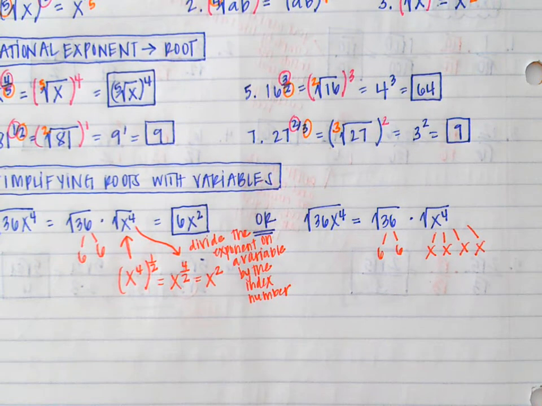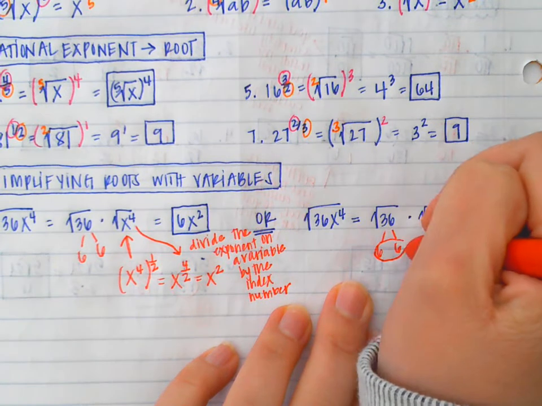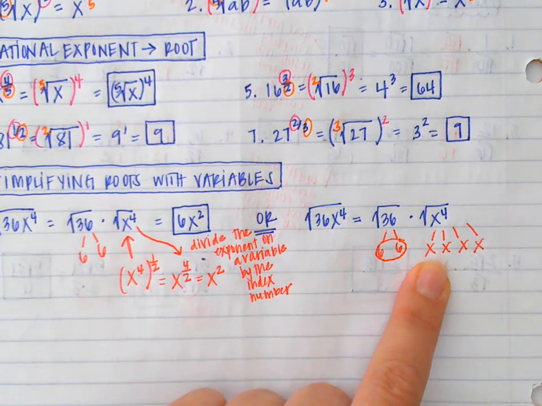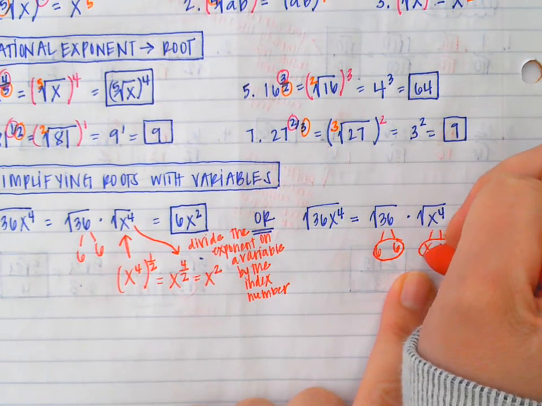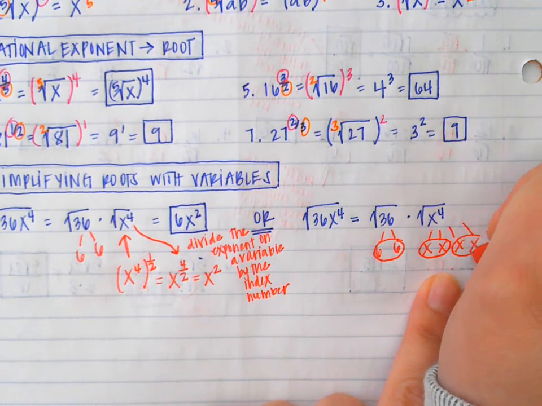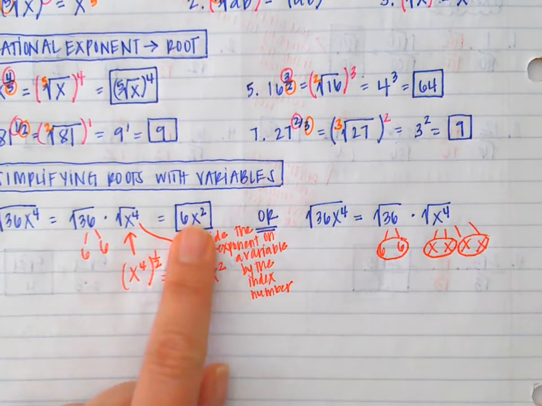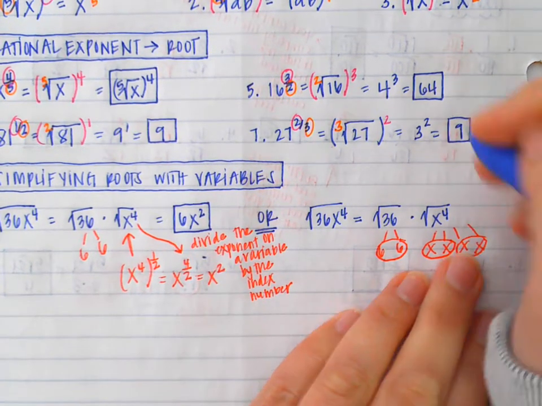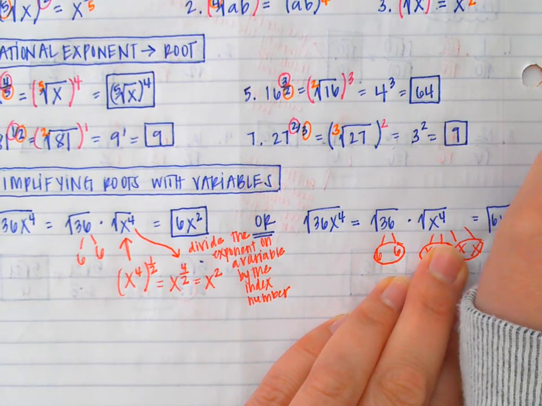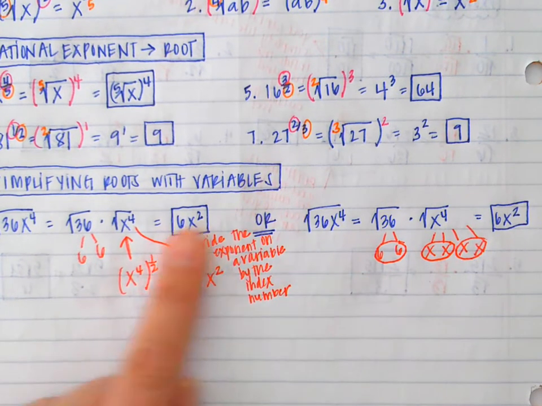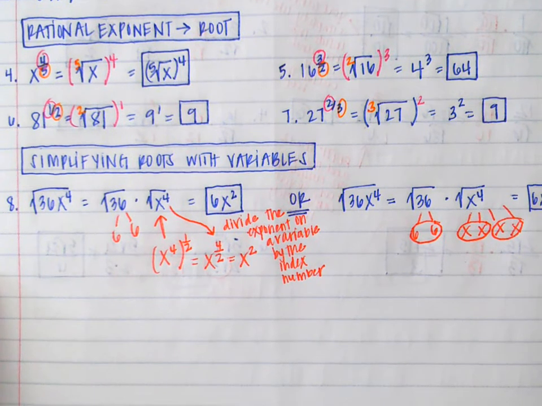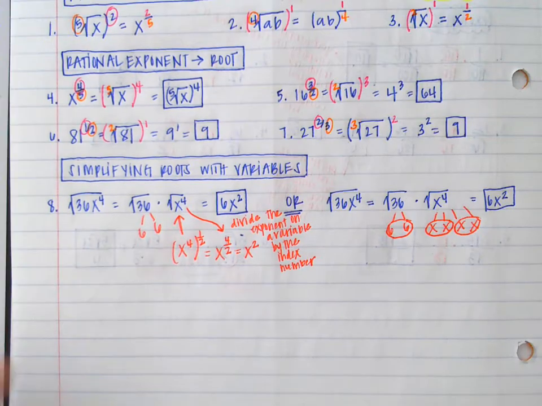And so then I look, okay, 6 and 6, there's the pair, the 6 comes out. And then I look to see, are there 2 of the same things? Yep, there's a pair of x's. But wait, there's another pair of x's. And so x times x gets me x squared. So it gets you the same thing. So if you want to write them out, or if you want to just divide by the index number, whichever one makes sense to you, go with that. Do what makes sense to you.